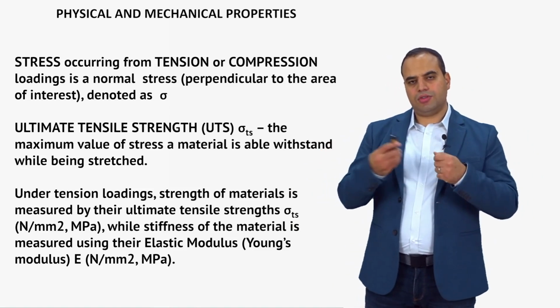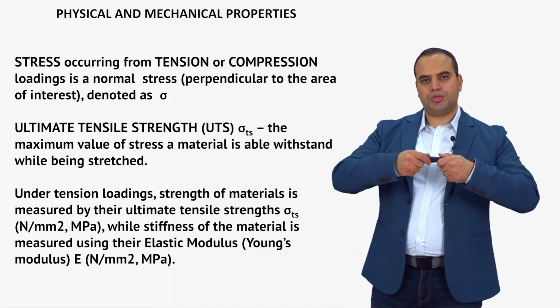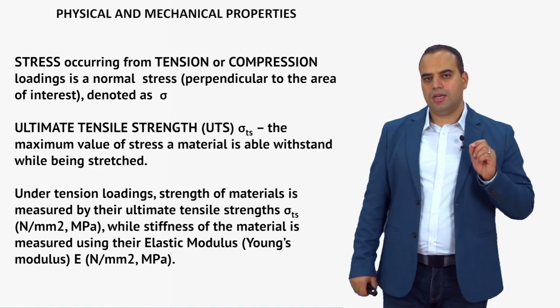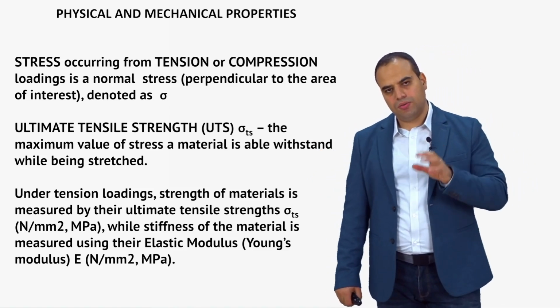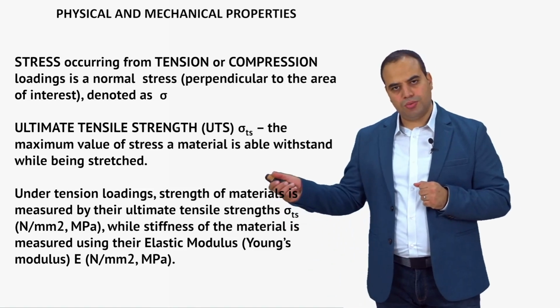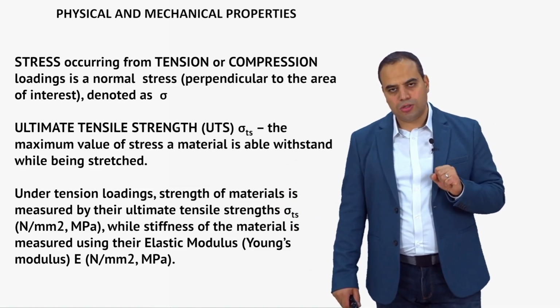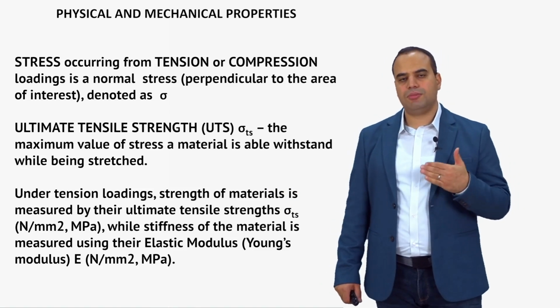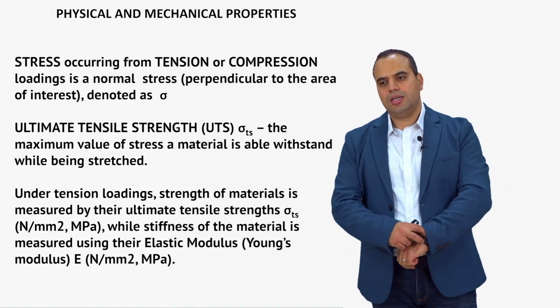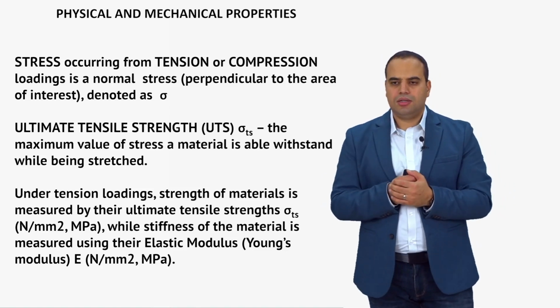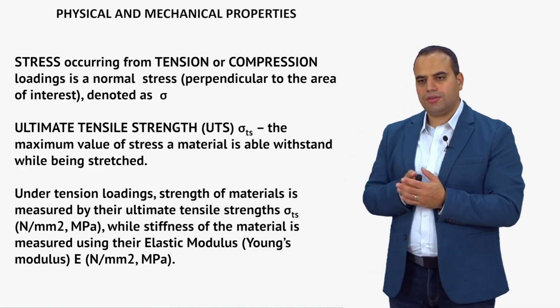So when we take, for example, a sample of material and we stretch it, it will eventually tear off at a certain level of stress, a certain level of force applied by millimeter square, right? And that certain level of stress is called the ultimate tensile strength, and it talks about how much strength the material can take, which is very important for when we choose the material for our structure of the aircraft.